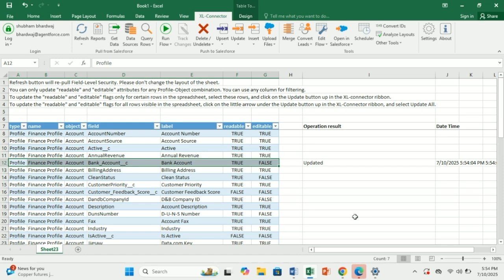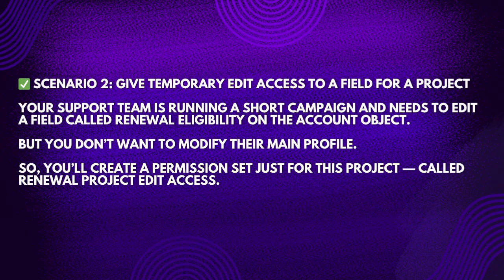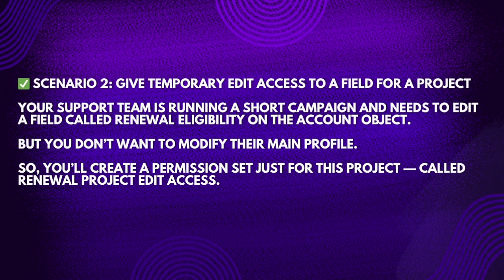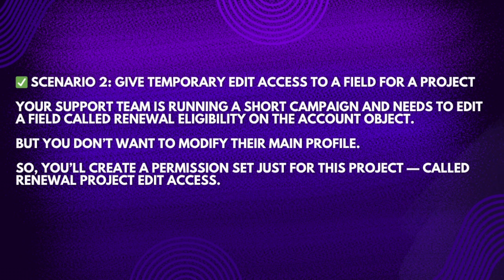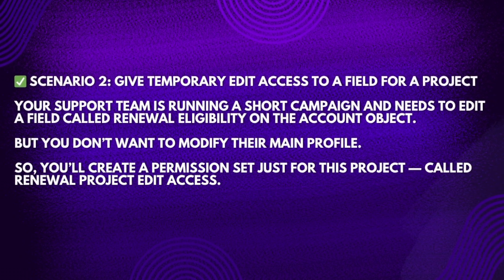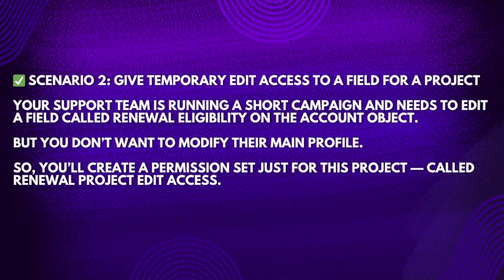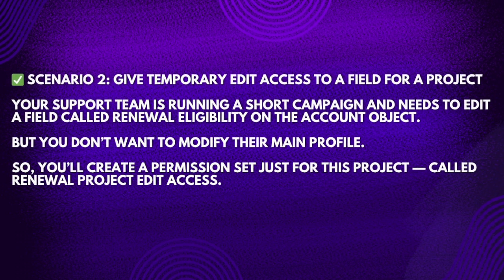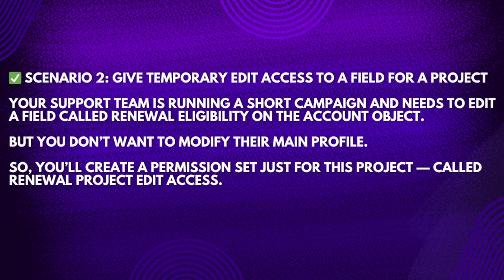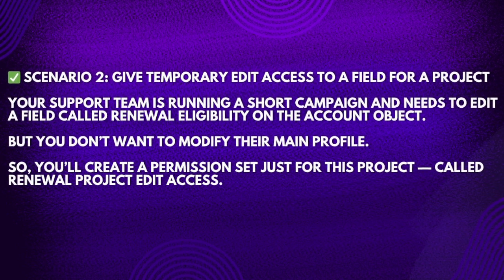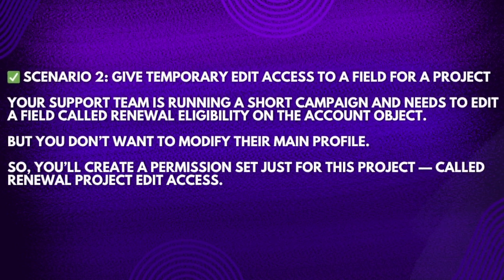So what exactly are we going to do? Your support team is running a short campaign and needs to edit a field called renewal eligibility on the account, but you don't want to modify their main profile. So you will create a permission set just for this project called renewal project edit access. So we have a permission set for this particular scenario, that is renewal project edit access, right? And let's see how we are going to do that.